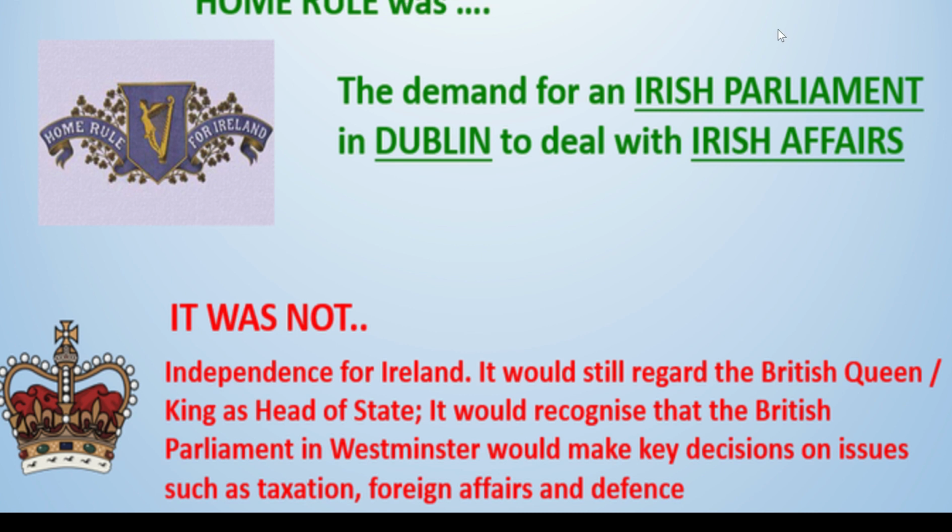So Home Rule is the demand for the Irish Parliament in Dublin to deal with Irish affairs. So it's a certain level of independence for Ireland, but it's not independence for Ireland. We'd still have the British Queen or King, it was a king at this time, as the head of state. We'd still recognise the British Parliament, who'd make key decisions, so important decisions that affected Ireland, they would make. So decisions on tax, foreign affairs and defence would be made in Britain. Other issues like schools and hospitals and things like that, we would get to decide for ourselves under Home Rule.